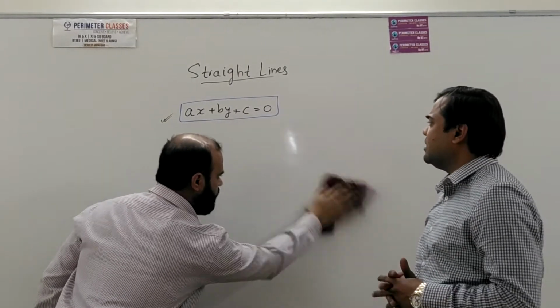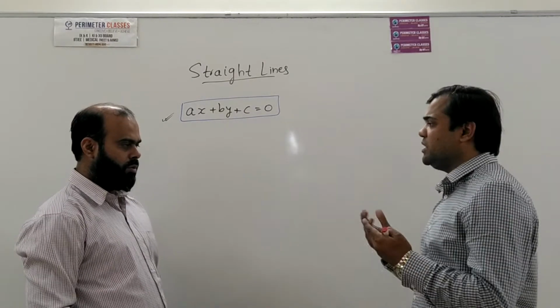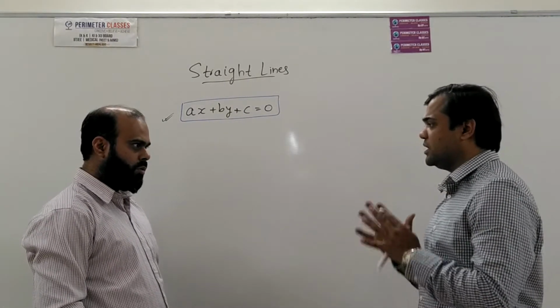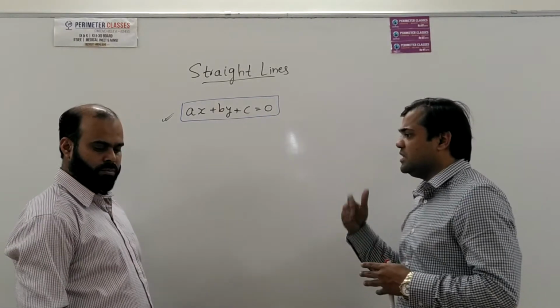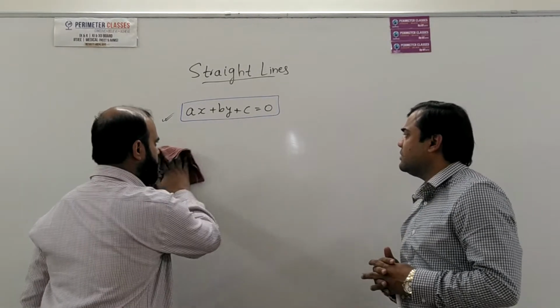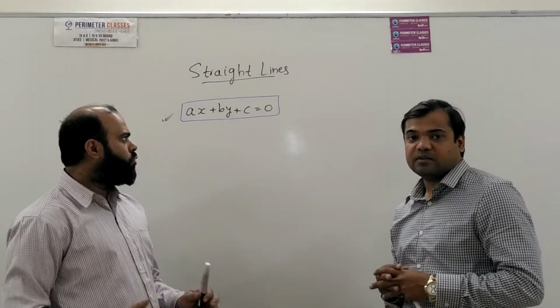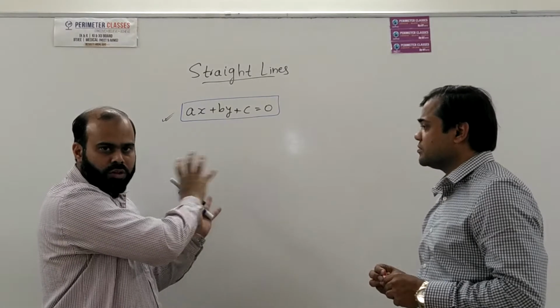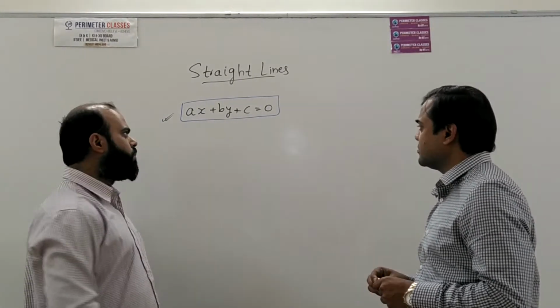So how can we calculate the slope of a straight line using the equation that is given to us, and what is the meaning of positive slope, what is the meaning of negative slope, and what is also the meaning when c is positive or c is negative, and how can we draw the graph in various cases. So you need to know the geometrical meaning of all these terms, and slope is a very important term which we need to know.